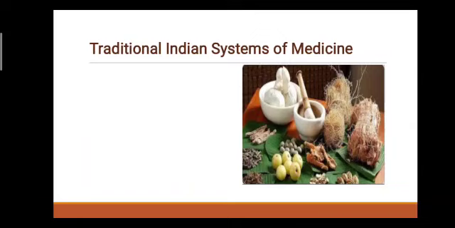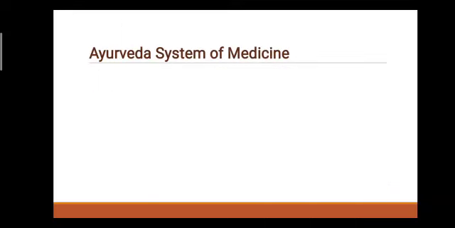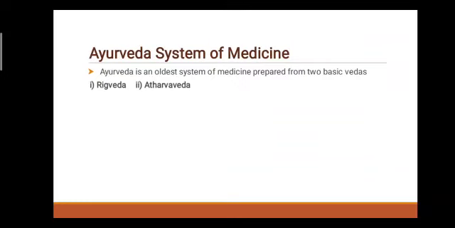Next point, traditional Indian systems of medicine. In that, first Ayurveda, second Siddha, third naturopathy, fourth yoga, and fifth Unani. We will discuss one by one. First, the Ayurveda system of medicine. Ayurveda is the oldest system of medicine, prepared from two basic Vedas: first one, Rig Veda, and second one, Atharva Veda.